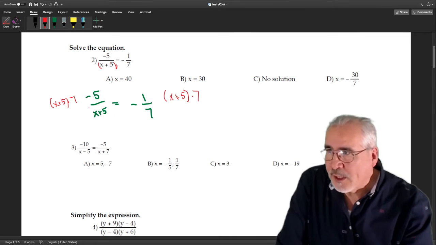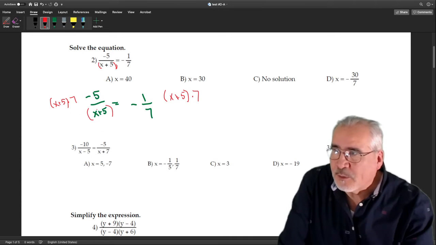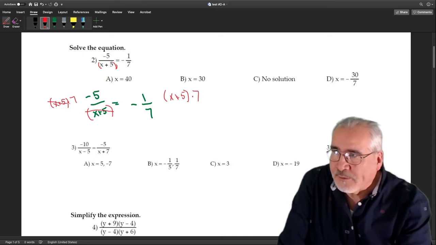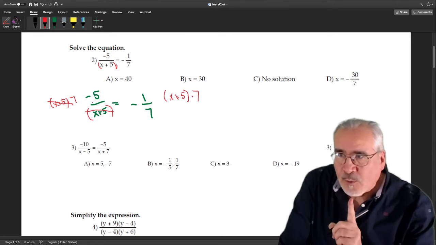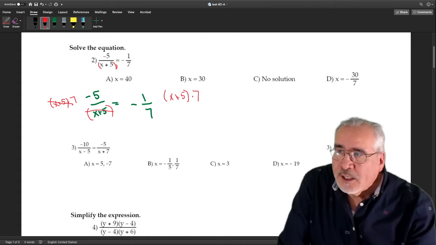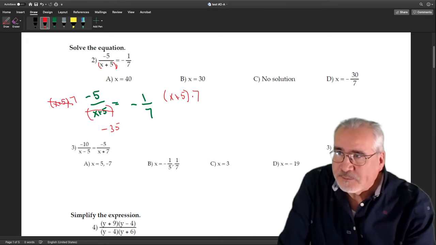By doing this, we get really the same result as if we had cross multiplied. The x plus 5 cancels on the left-hand side. X plus 5 divided by x plus 5 is 1. And so we're left with 7 times -5. So that's going to be -35.